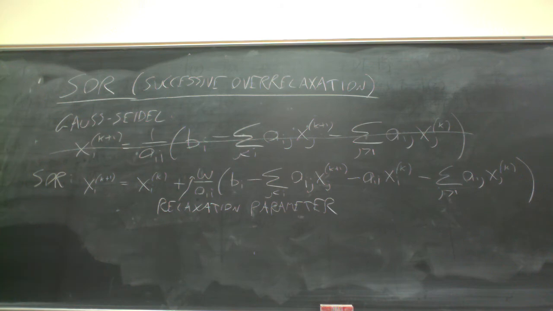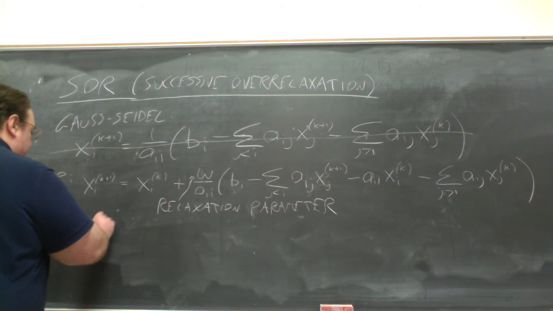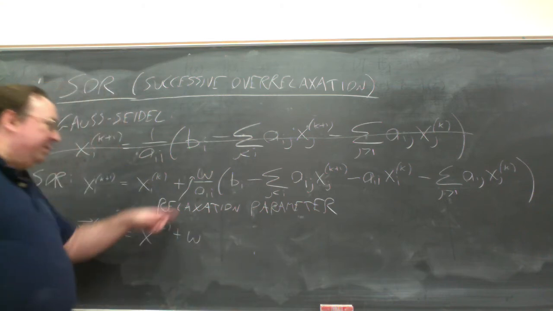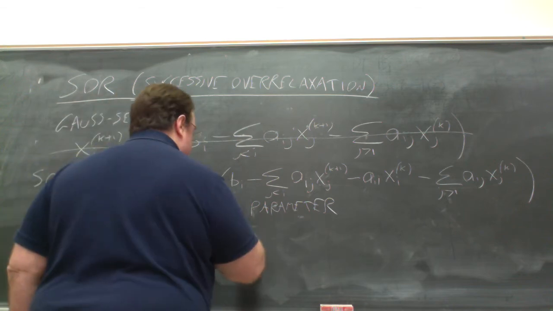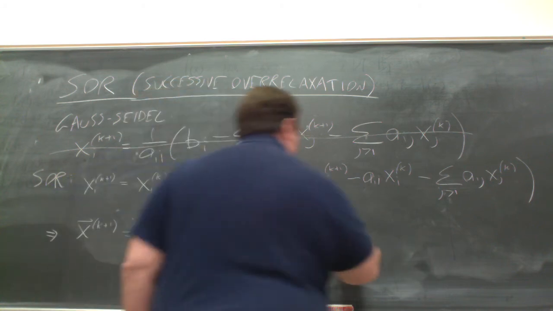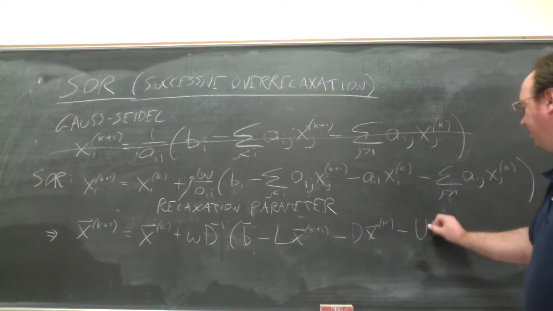I'll talk more about how we choose that momentarily. But now what I'm going to do is rearrange this. This is how SOR can be written, but I want to write it in matrix vector form. So if I write this as is in matrix vector form, I have x_{k+1} is equal to x_k plus omega. Because I'm dividing by a_ii, that's the same as multiplying by D inverse. And in here I have b minus L x_{k+1}, minus D x_k, minus U x_k.